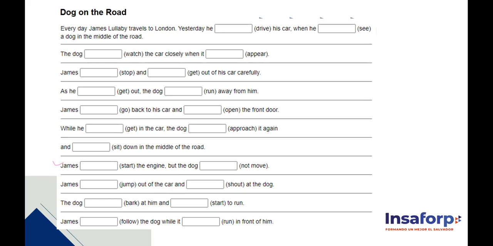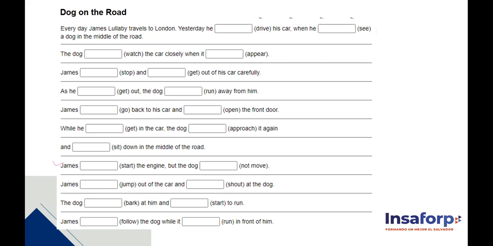James was jumping out of the car in. What's the past of jump? It's with T sound. It's regular. It's T sound, yes. It's okay. James jumped out of the car and the past of shout. I know that this is irregular, but I don't remember the past of that verb. Okay, good. Thank you so much.